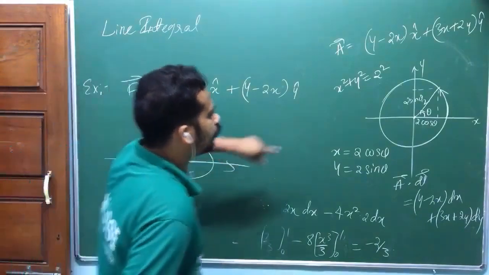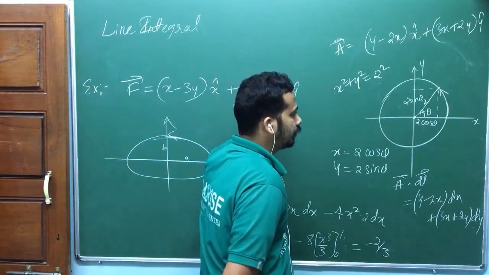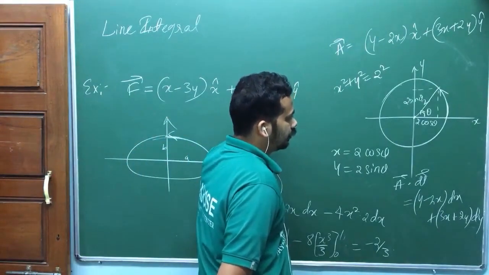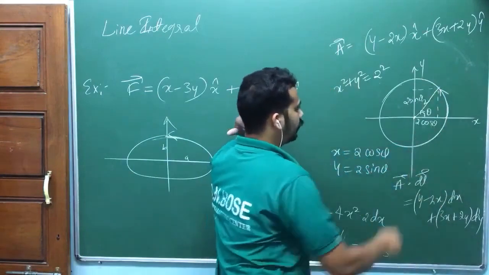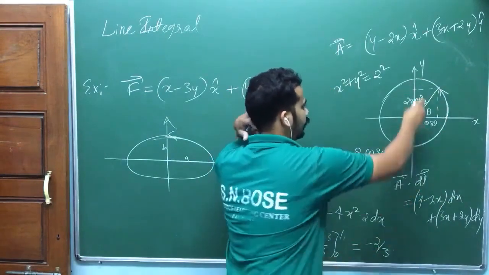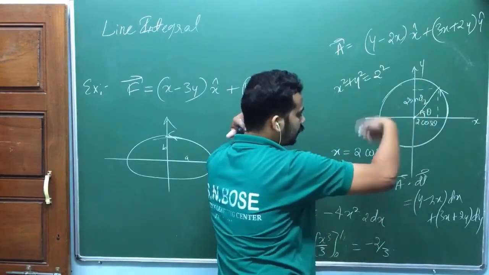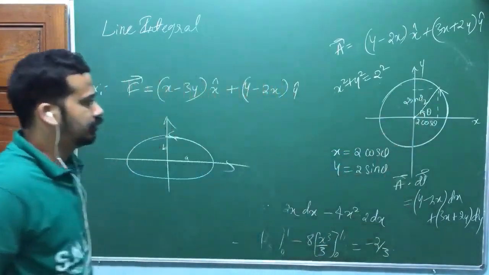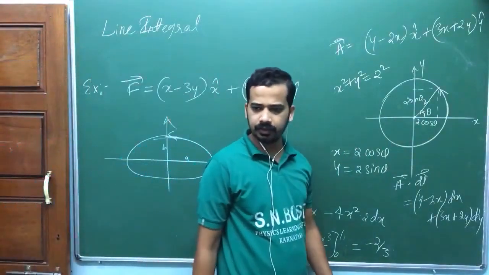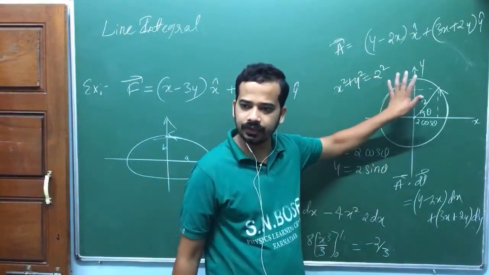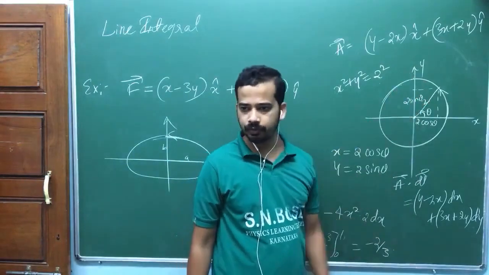Otherwise, if you use this equation, how do you do it? If you go from here to here, y will be 0 to 2, am I right? If you go from here to here, y will be 2 to 0. Like that, you may need to split the integral, isn't it? That would be more lengthy, am I right? Suppose you want to do it in Cartesian coordinates only, without using the parametric equation, try both ways.